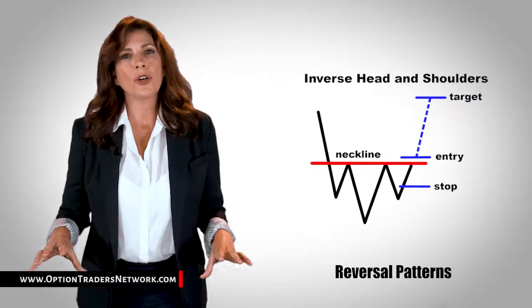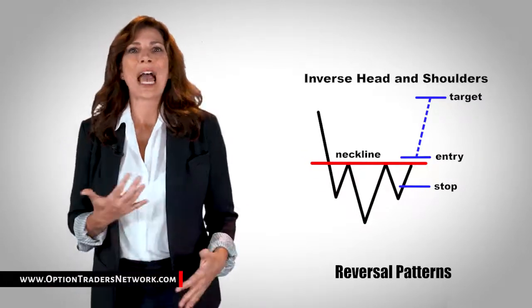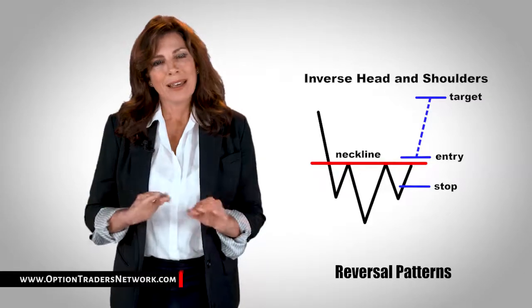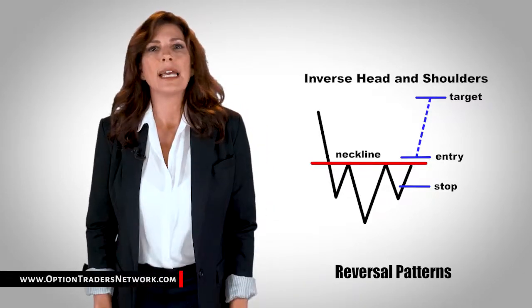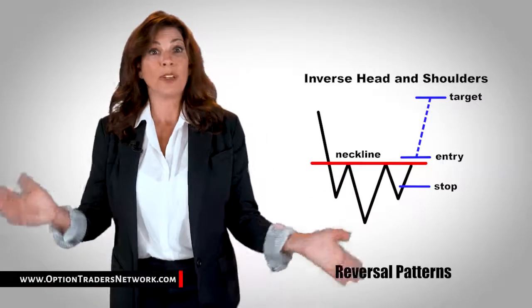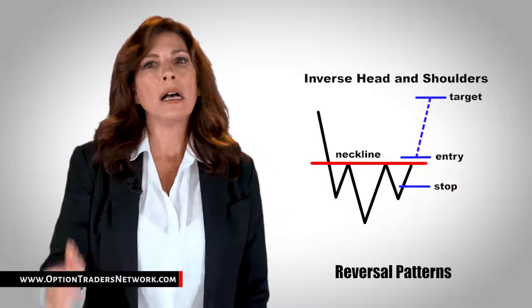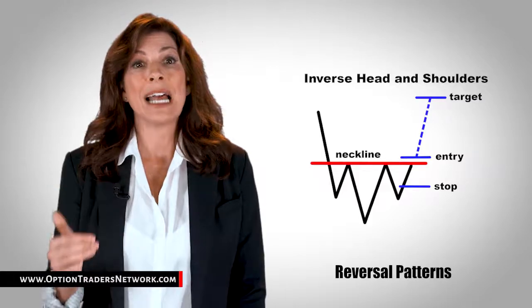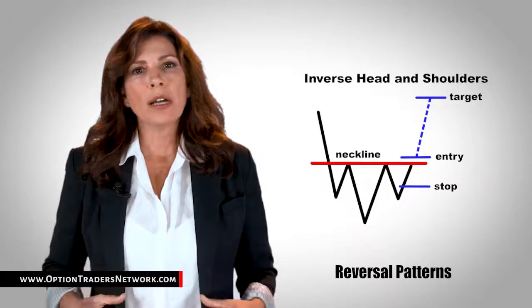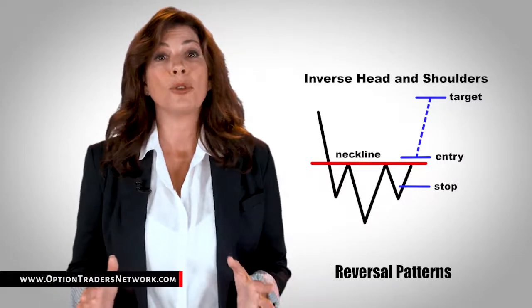These formations occur after extended downward movements. Here you can see that this is just like a head and shoulders pattern, but it's flipped upside down. With this formation, we would place a long entry order above the neckline. Our target is calculated just like the head and shoulders pattern.